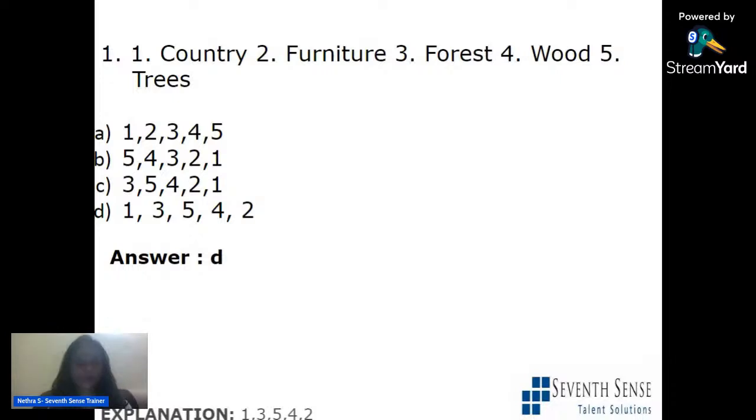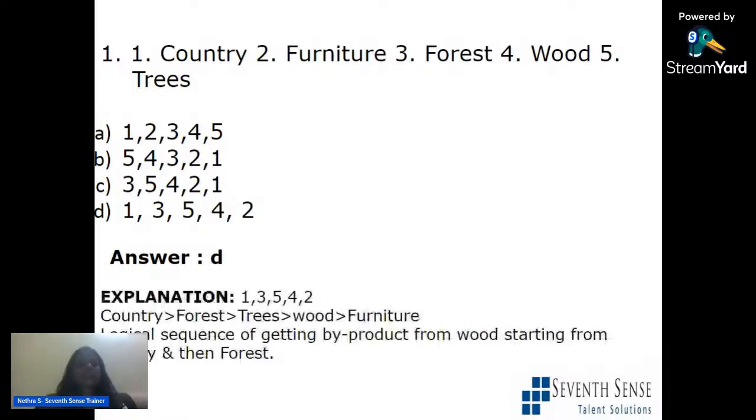Option D is correct because it is the logical sequence of getting a byproduct from wood: starting from country, then forest, followed by trees, then wood, then furniture. So now you have got the idea, right? Let's move on to the next question.